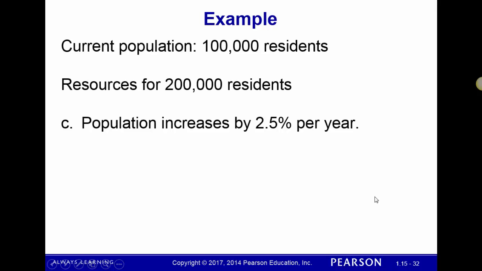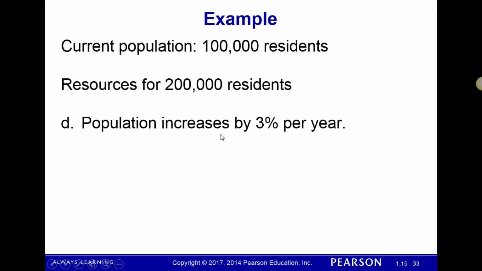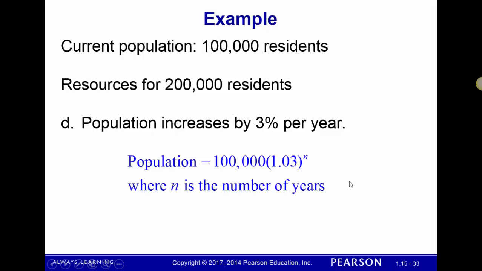Population increases by 2.5% per year. Now notice this has gone back to the multipliers we talked about earlier in the course. If I'm starting at 100 and adding 2.5%, I get to 102.5%, so my multiplier is 1.025. Again, initial value times the multiplier raised to, in this case, the number of years. And then lastly, if the population increases by 3% per year, again, I'm going to use a multiplier of 1.03, initial value, and 1.03 is raised to n, where n is the number of years.